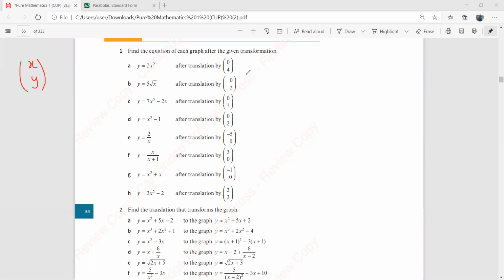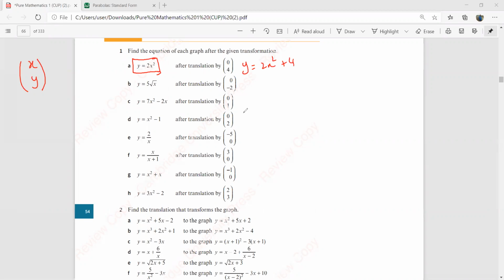So Osgul, what would be the equation after this has been translated with this matrix 0, 4? I'm sorry, sir. Could you repeat that? What would be the equation after this has been translated with this 0, 4? This is your original equation. And after this translation, the graph you have, what would be its equation? 2x squared plus 4. Yeah, that's great, mashallah. This is 2x squared, absolutely right.